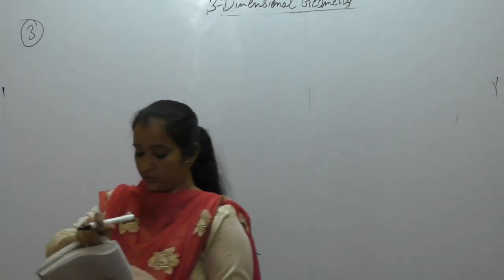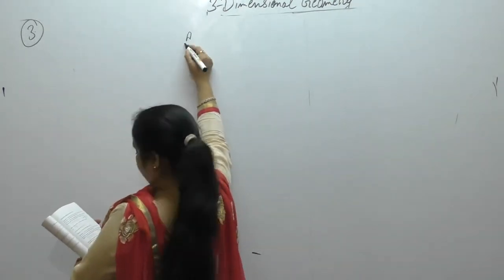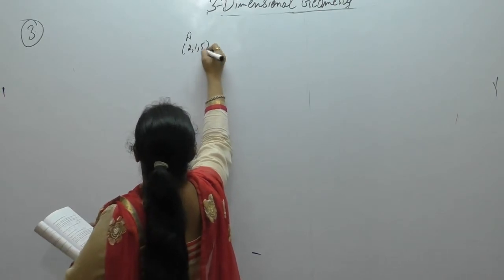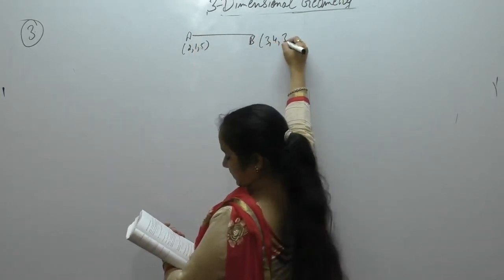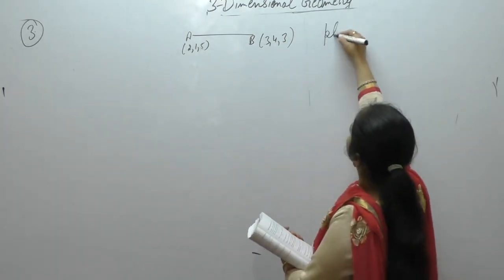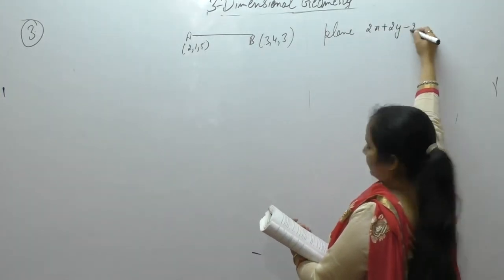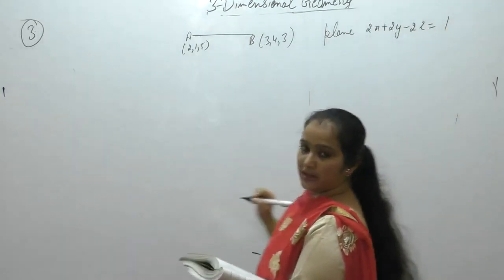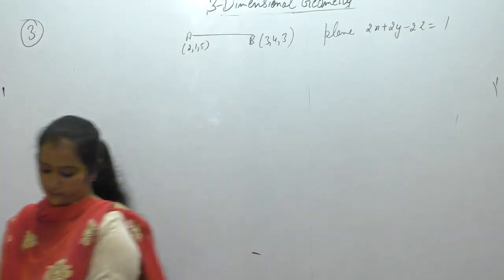Next, find the ratio in which the line joining the points A (2, 1, 5) and B (3, 4, 3) is divided by the plane 2x + 2y - 2z = 1. Also find the coordinates of the point of division.